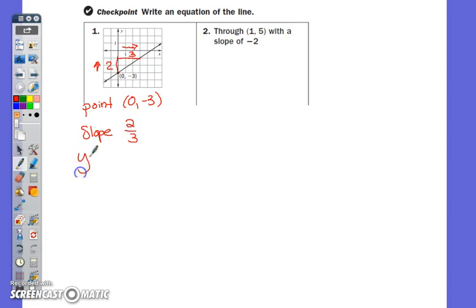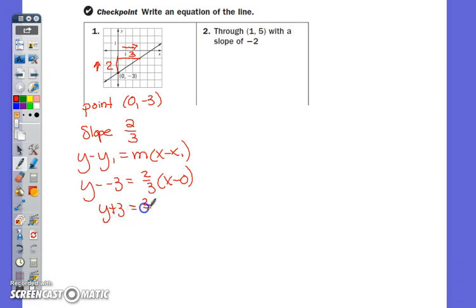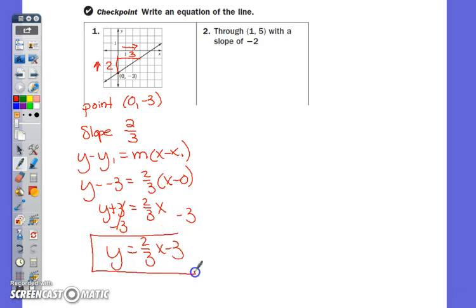You put it into y minus y sub 1 equals m times x minus x sub 1. So y minus a negative 3 equals 2/3 times x minus 0. Y plus 3 equals 2/3 x. Subtract the 3. You get y equals 2/3 x minus 3. So here's our formula.